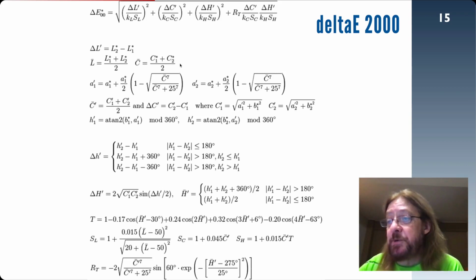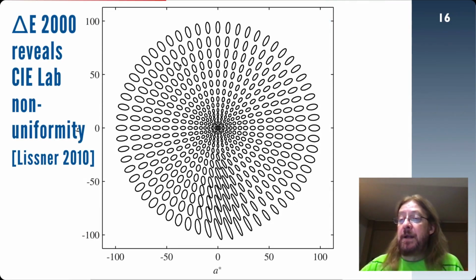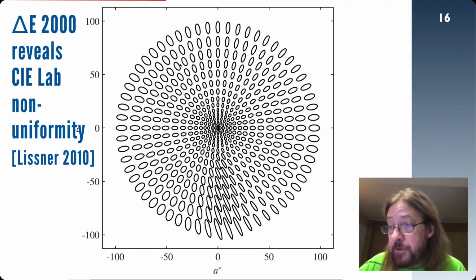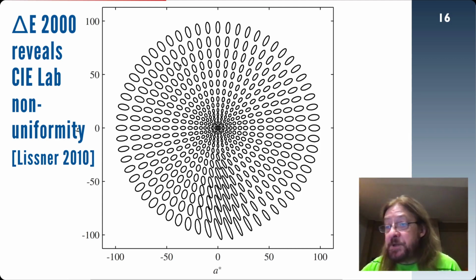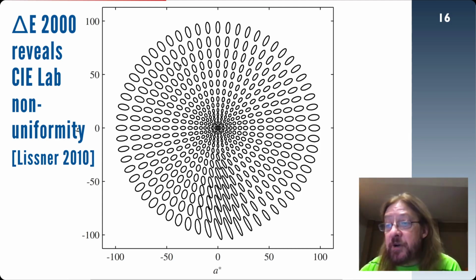Now, I'm a visual thinker. As soon as I see an equation, I need to see a diagram before my eyes glaze over. So, Luo and Rigg plotted the shapes of constant deltaE 2000 in CIE Lab. If it was totally perceptually uniform, these would all be identically sized circles, completely evenly spaced. Notice that the higher chroma colors have larger shapes, so very high chroma is overestimated in CIE Lab.